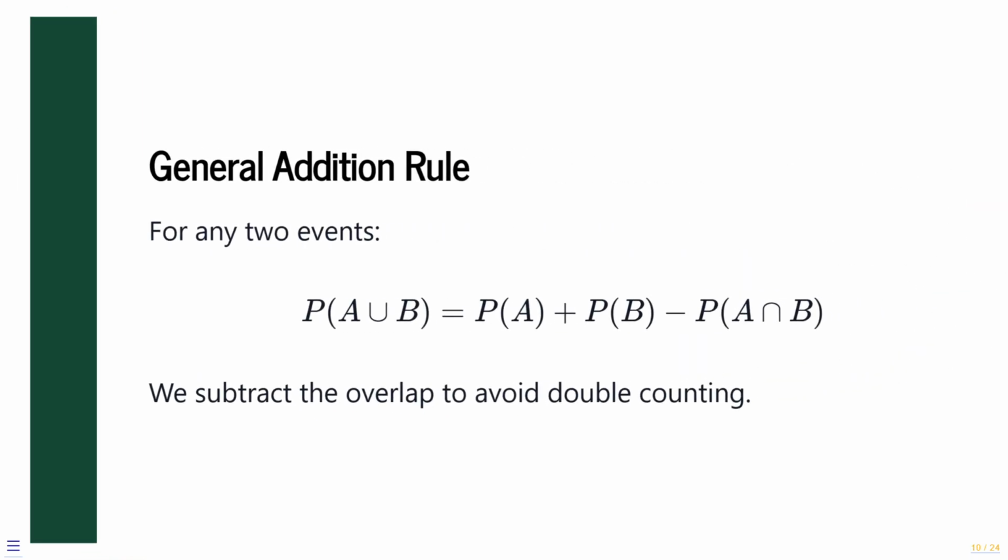The general addition rule allows us to compute the probability of a union. It states that the probability of A union B is equal to the probability of A plus the probability of B minus the probability of A intersection B. The subtraction term is essential. If we simply added the probability of A and the probability of B, we would double count the outcomes that belong to both events. Subtracting the intersection corrects for that overlap. This formula works for any 2 events, whether or not they overlap.